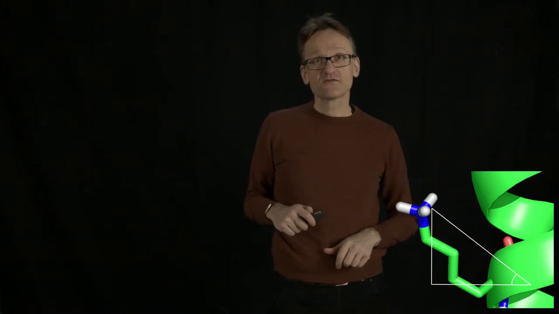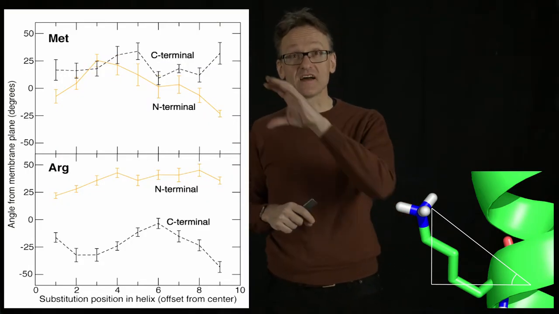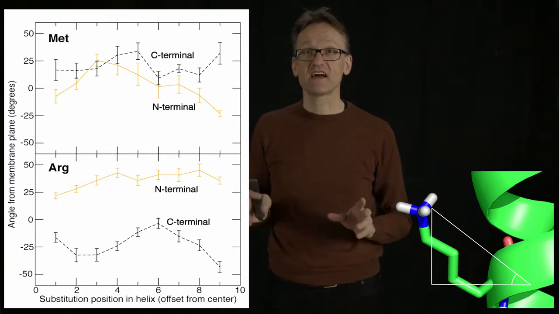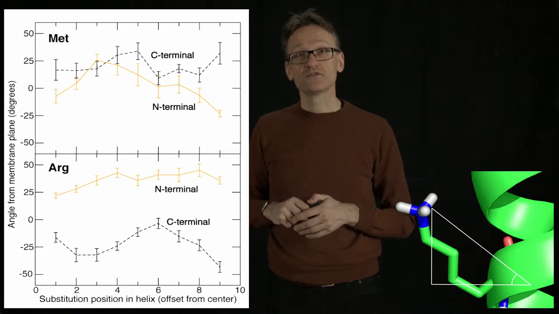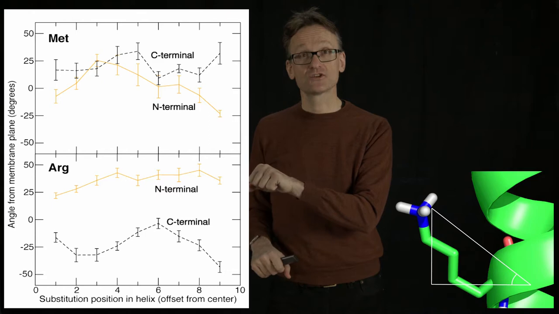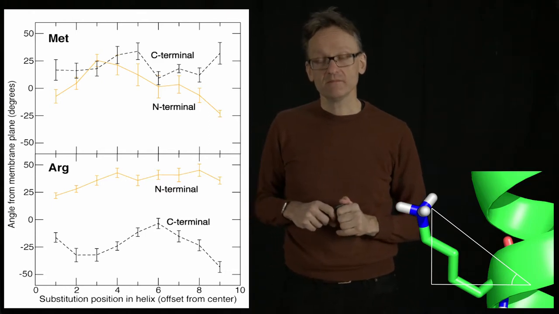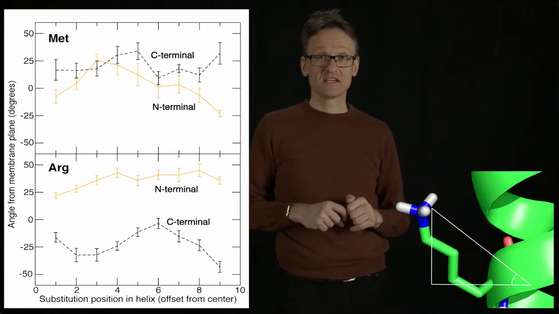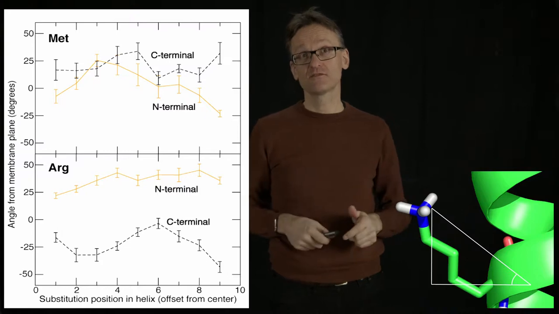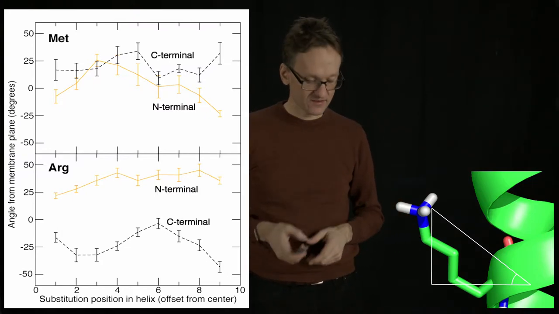I'll show you this first in a simple simulation. So this is just 2 examples, a methionine side chain and an arginine side chain. And the exact values here are not important, but you see how, in particular for the arginine, there is a clear snorkeling effect. What do I mean by N-terminal and C-terminal? Well, there are 2 sides to this helix, right? If I put the helix through the membrane, there is the beginning of the helix and there is the end of the helix. And it turns out they're not quite identical.